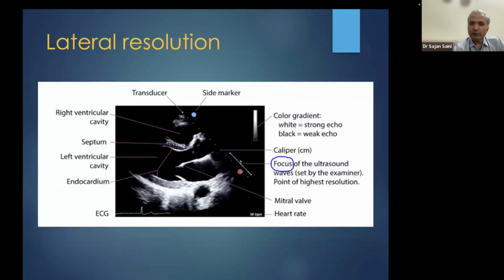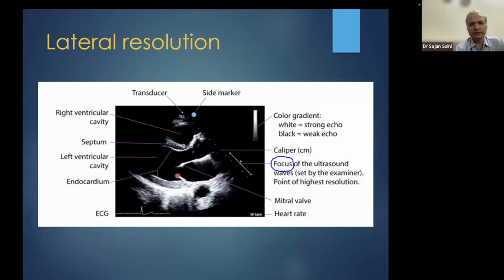Now, by adjusting this focus up and down, we are asking the machine to decide which is the maximum at the point where the machine is likely to have the maximum resolution or maximum convergence of the waves. So if suppose your area of interest is your aortic valve, then you can adjust your focus so that the focus is somewhere here.